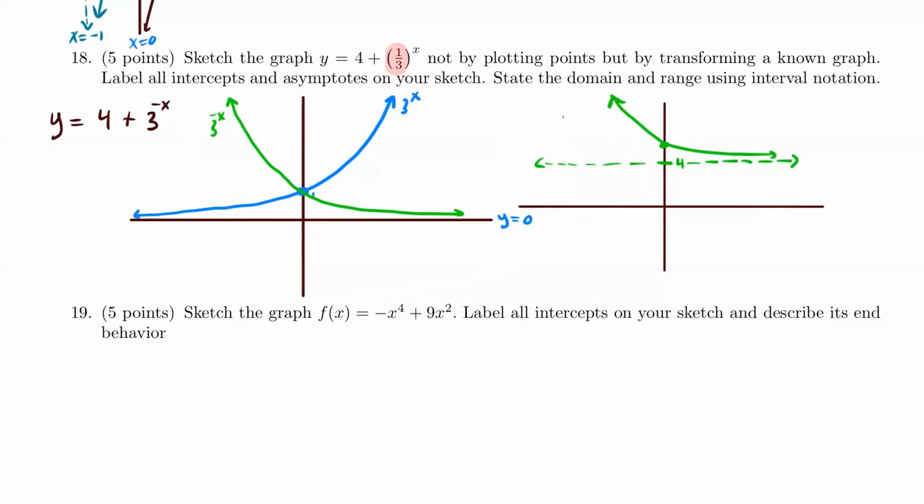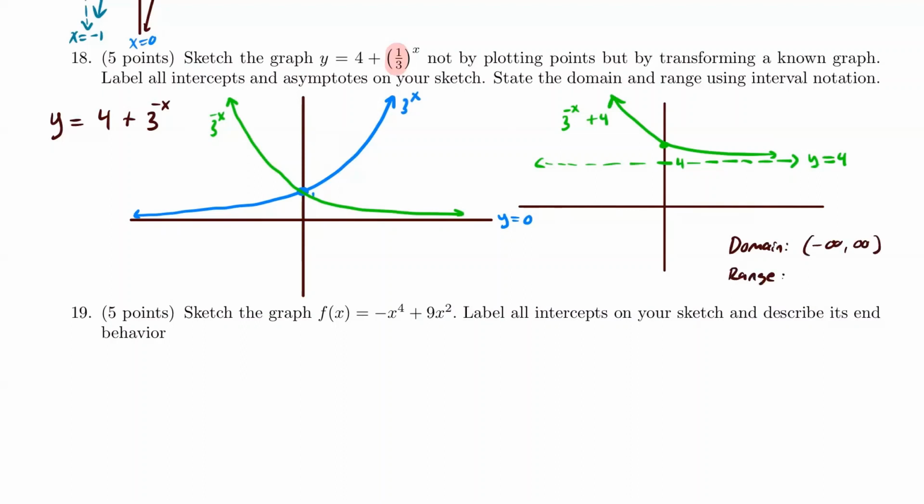So that will be the graph of 3 to the -x plus 4. And this is the horizontal asymptote, y equals 4. And then after we finish sketching, so that will be the final sketch, we're going to state the domain and range. So the domain for this will be all real numbers, -infinity to infinity.